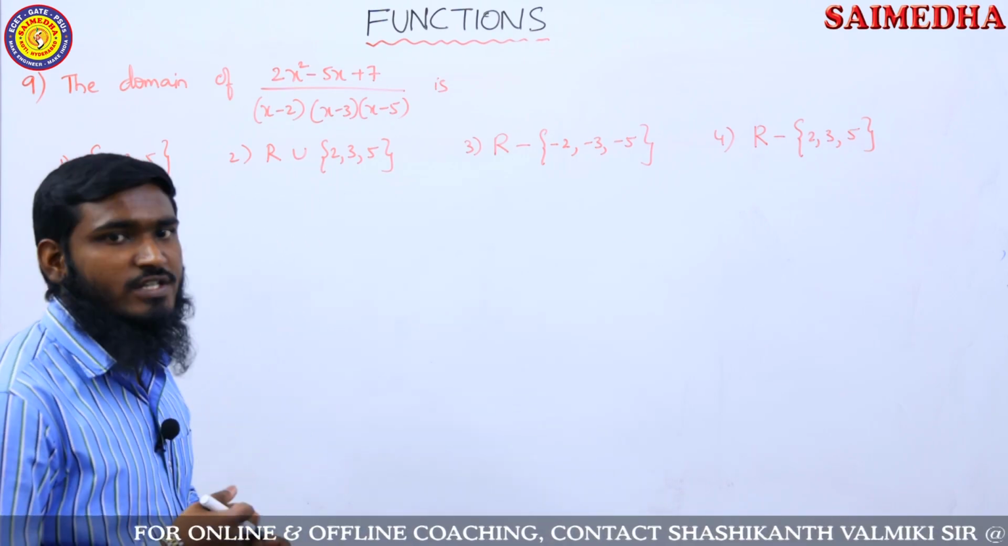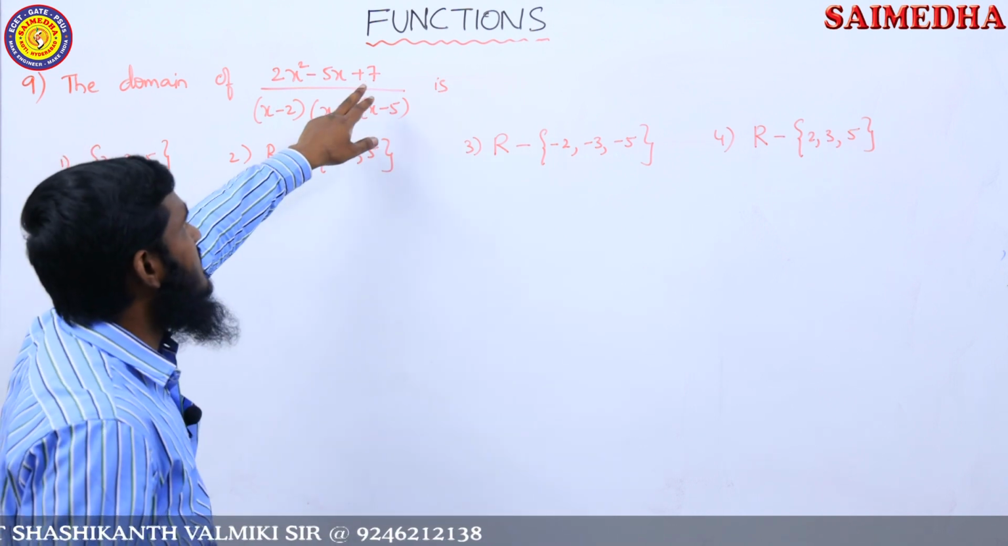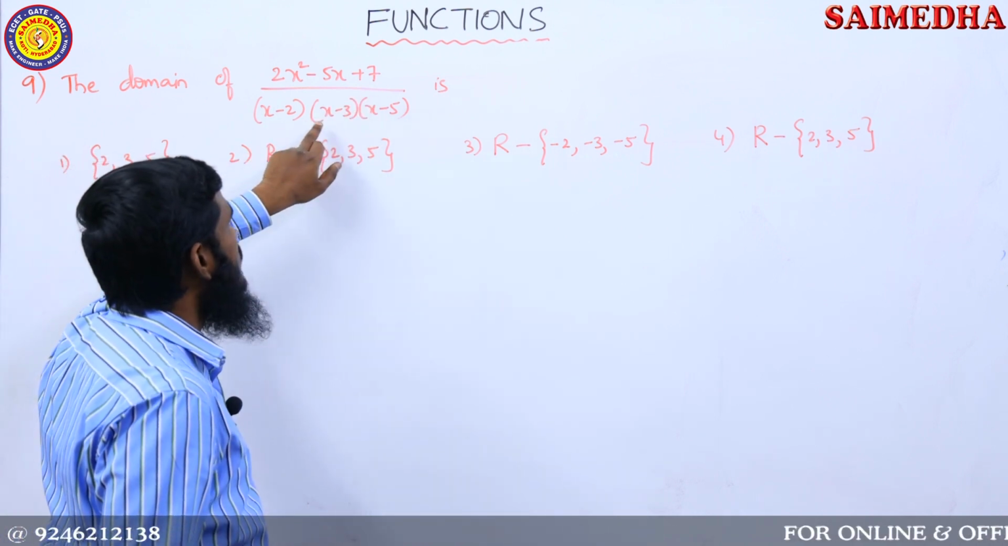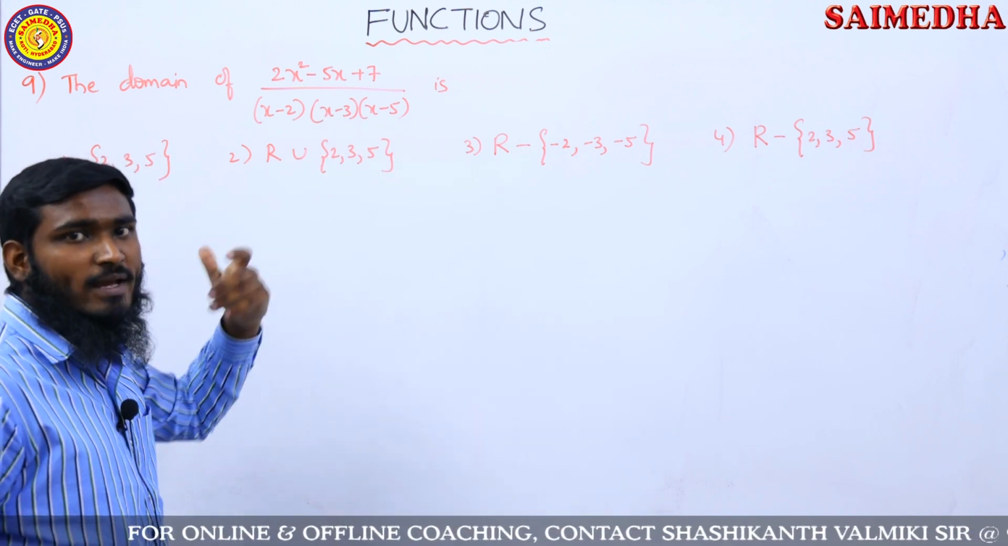Now let us see our next question. It is the domain of 2x square minus 5x plus 7 divided by x minus 2 into x minus 3 into x minus 5. So we have to find the domain actually.